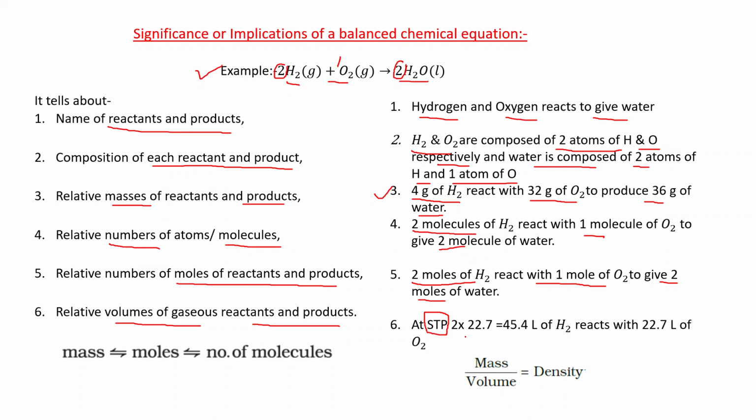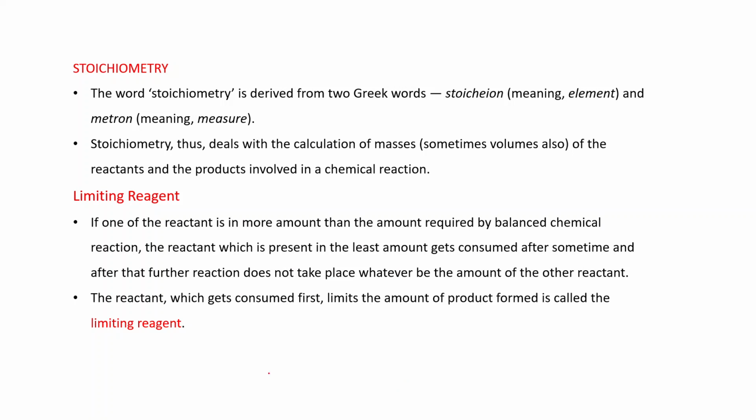In this equation, 2 moles of hydrogen are there. That's why 2 into 22.7, that is 45.4 liters of hydrogen, reacts with 22.7 liters of oxygen. We can find out only the volume of gaseous substances. And mass, moles and number of molecules are related to each other. If we know the mass, we can convert it into moles, and if we know the moles, we can convert into the number of molecules. And if we know the mass and volume, we can find out the density.